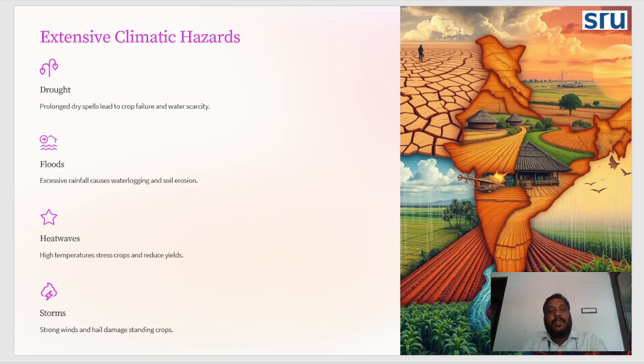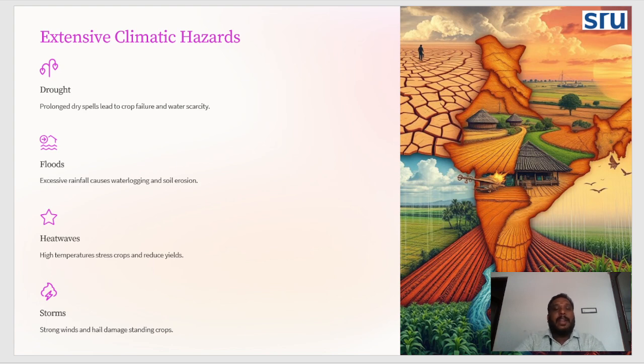So excessive rainfall also causes waterlogging and soil erosion in some parts, and complete flooding may also lead to the death of the crop. That may also happen. Whereas after a drought, there can be hot temperatures in the country or in the place, and that may give some heat waves.